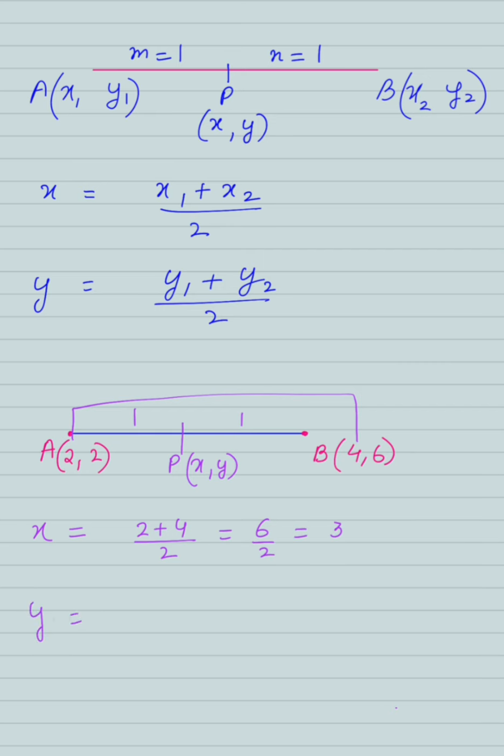And y coordinate will be y1 plus y2. y1 is 2 and y2 is 6 upon 2, that will give you 8 upon 2, which is equal to 4. So the x and y coordinates of point P are 3, 4.